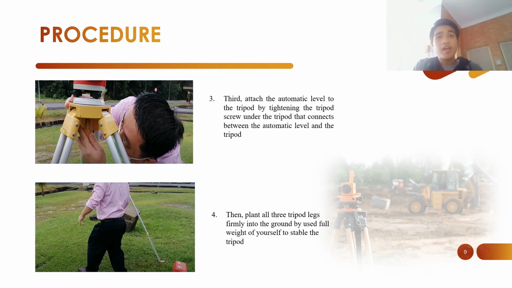Third is to attach the automatic level to the tripod by tightening the tripod screw under the tripod that connects between the automatic level and the tripod.